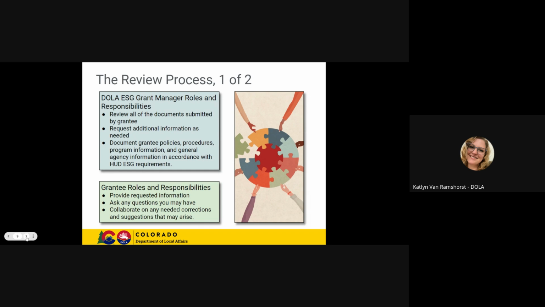Your grant manager will be responsible for reviewing all of your documents, requesting additional information for clarity, and documenting your policies, procedures, and other information in accordance with HUD ESG requirements. Your agency will be responsible for supplying any requested documents or information, asking any questions you may have, and taking a key position in collaborating on any needed corrective action. Some common monitoring terms that we're going to go over in the next few slides are desk review, on-site review, recommendations, concerns, findings, and corrective action.